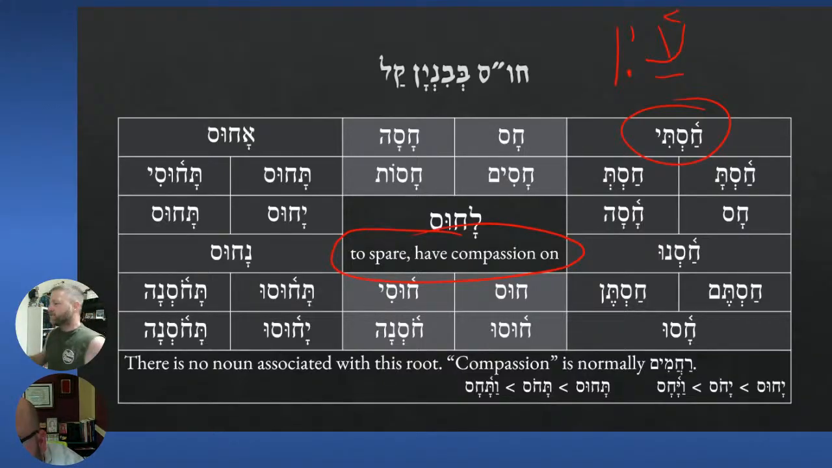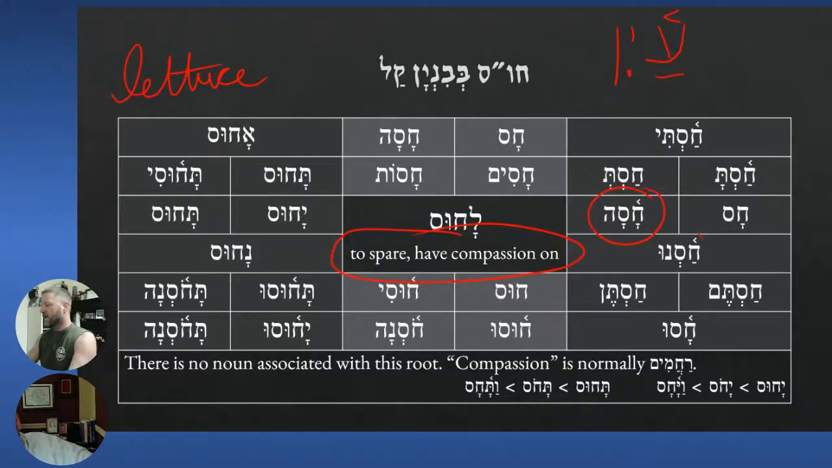So chasti, chasta, chast, chas, chasa. It's funny because chasa in modern Hebrew is a noun meaning lettuce, like you eat lettuce. Lettuce, chasa. Isn't that nice? Chasnu, chastem, chasten, and chasu.